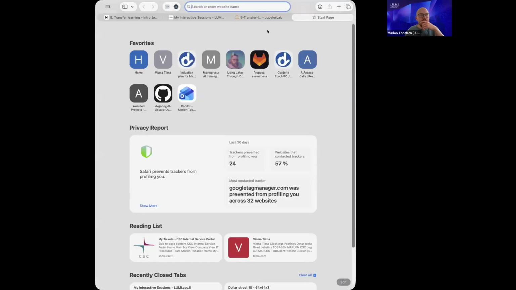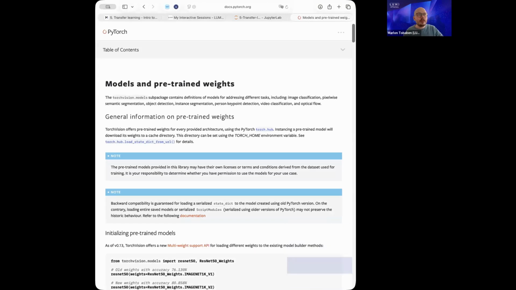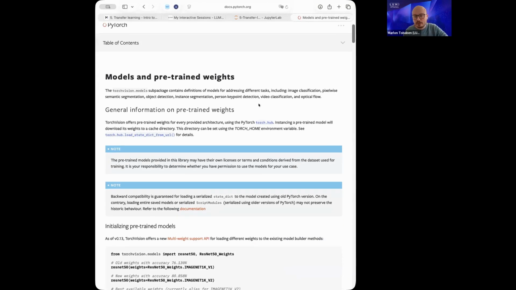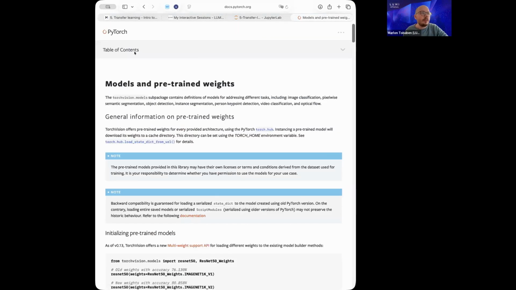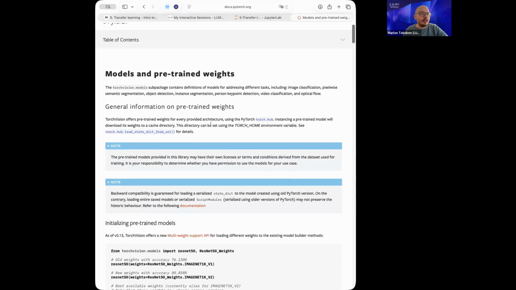Yeah, that makes a lot of sense, and thanks for answering that. I think one last thing we could briefly talk about, because we mentioned it, is the pre-trained model libraries.